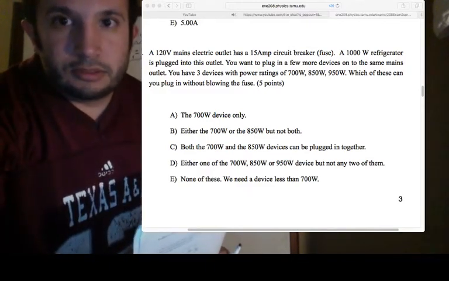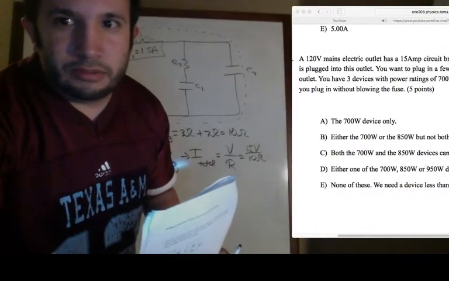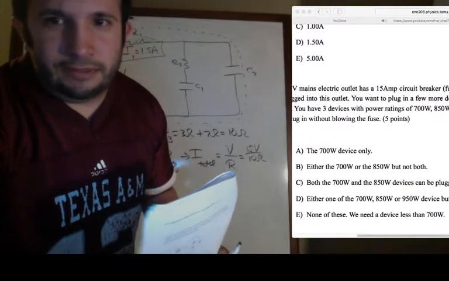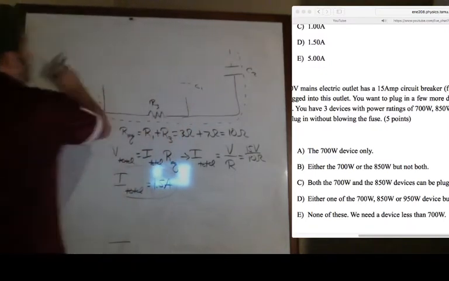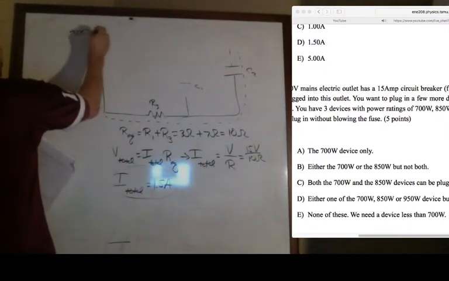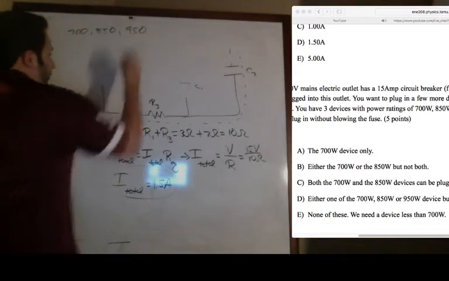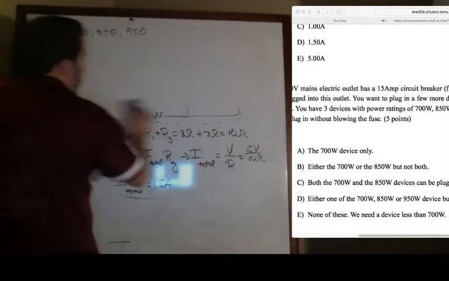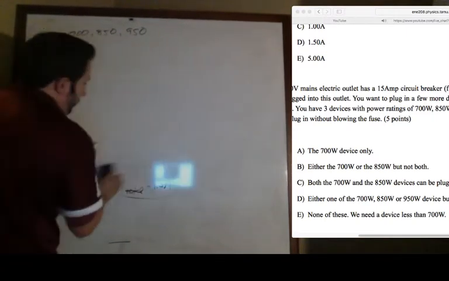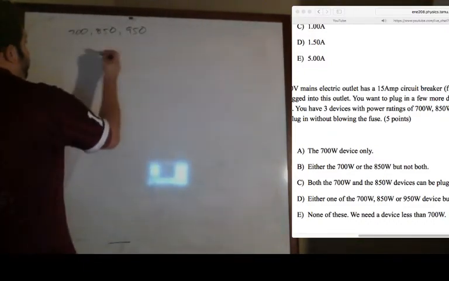Okay. So I'm just going to pull this up to the side. So we have the 700, the 850. Well, I can't really see too much, but your extra devices are going to be the 700, the 850, and the 950. Now you're going to blow a fuse whenever the power that is being connected is greater than whatever you have. And so in this case, we got to figure out what the power of our main electric outlet is.